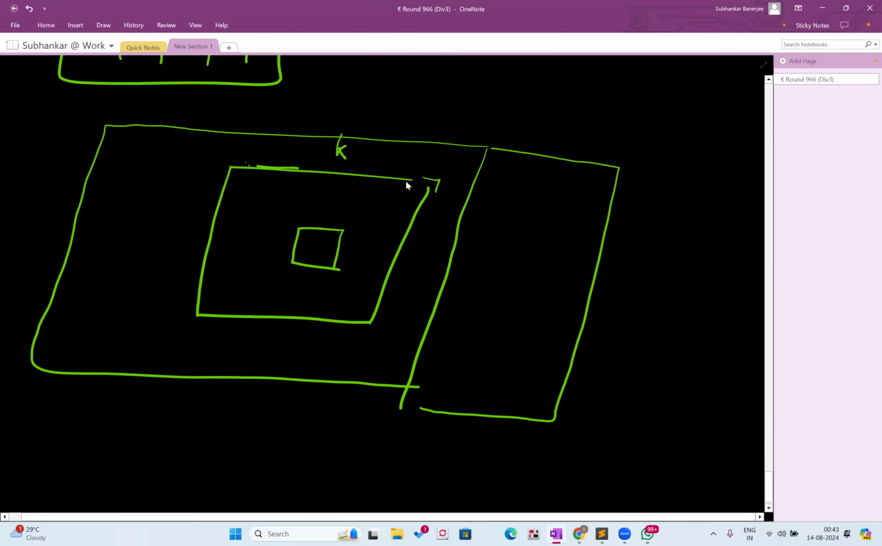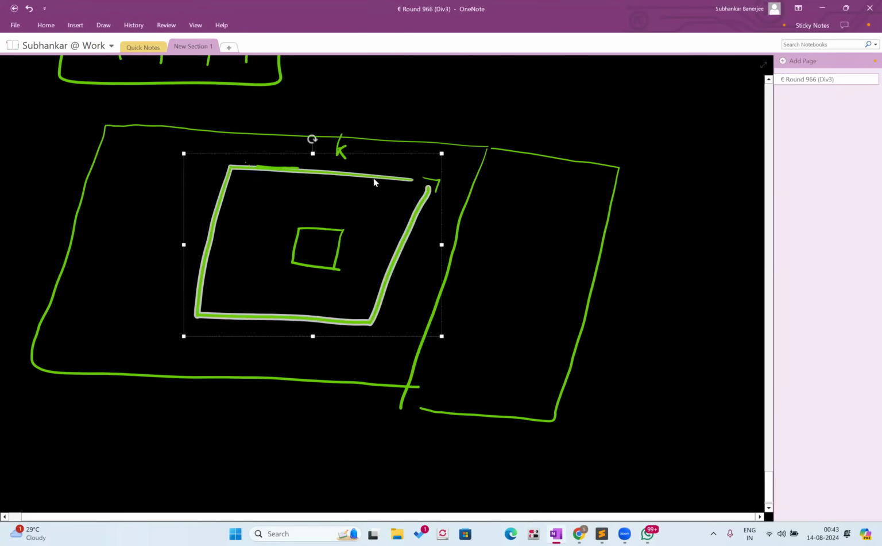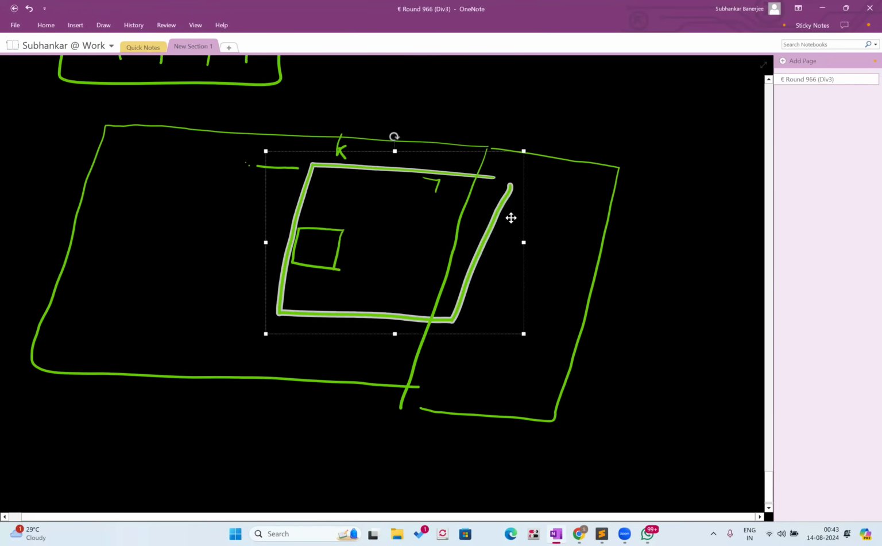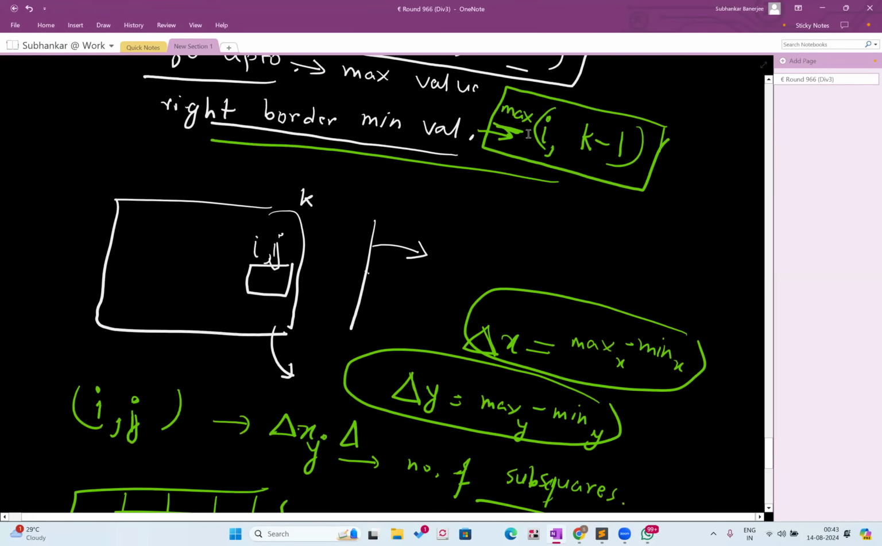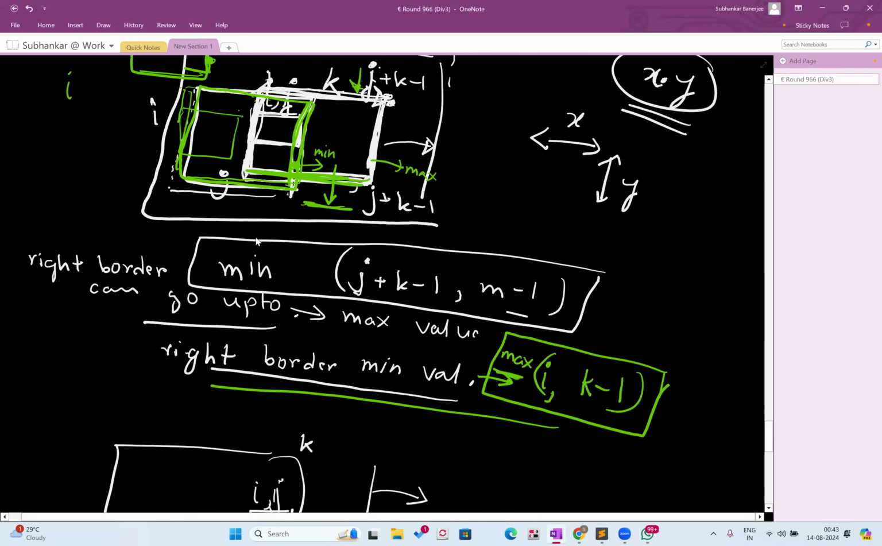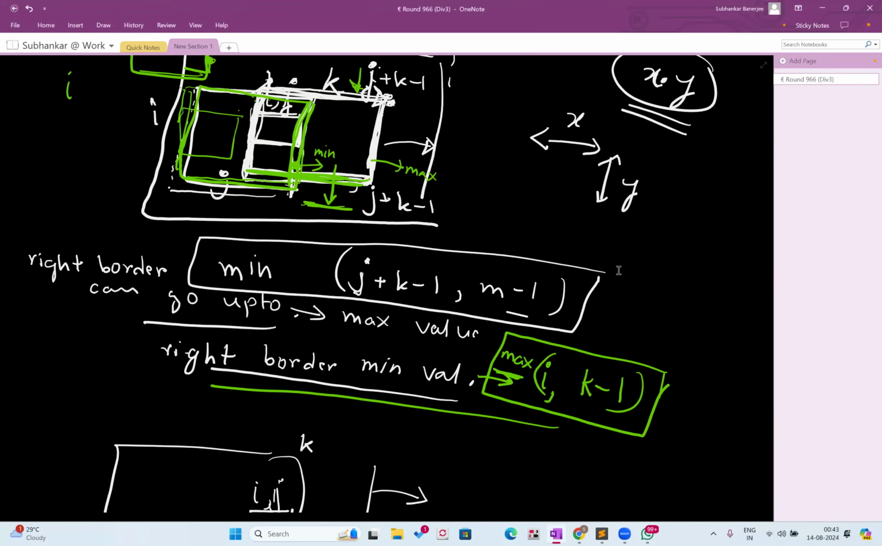Whatever the displacement of this square in the horizontal direction, the border will also move by that distance. So I'll just calculate the range in which the right border can move. That will give me the horizontal movement of the square. So we'll just count how many times we are moving, right? Exactly. How many times we can move in a horizontal direction with that k into k square.